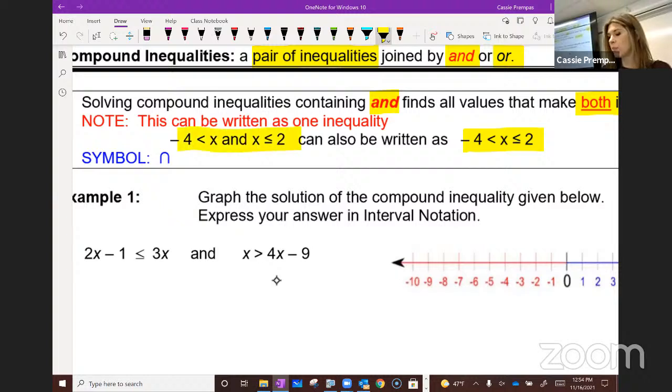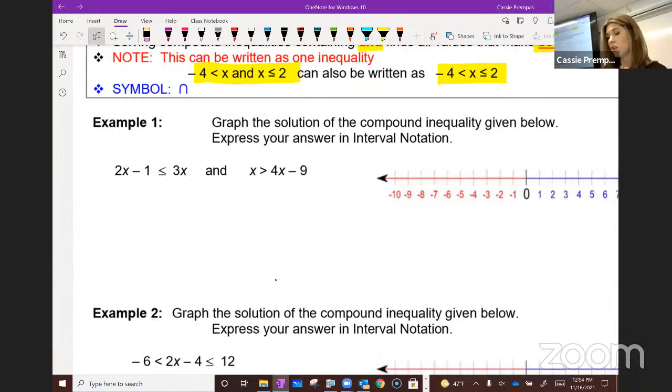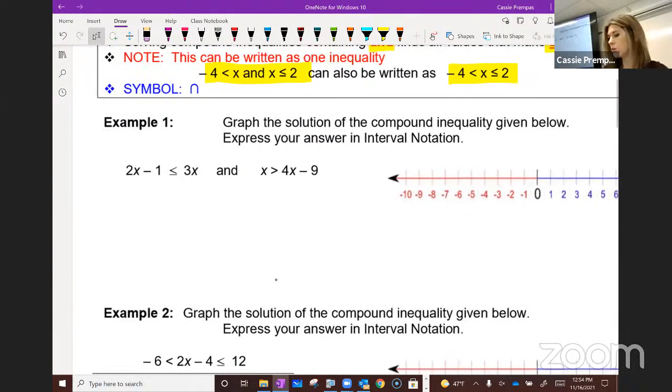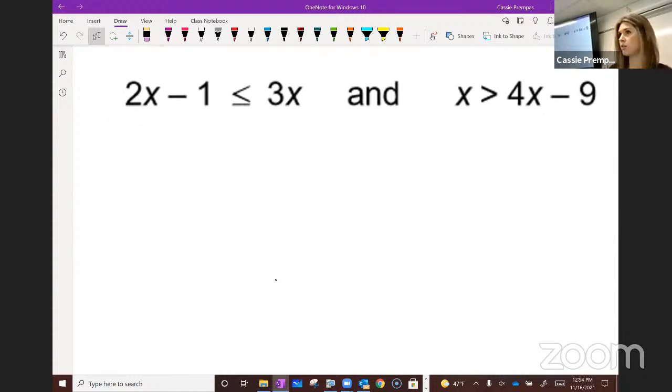Or you could actually just separate it into two inequalities. And you have the same thing written there, it's just separated into two. They both mean the same thing. So let's see if we can solve this in example 1. Graph the solution of the compound inequality given below. Express your answer in interval notation. So since we have two, we're going to solve for both of them separately and then assess our solutions.